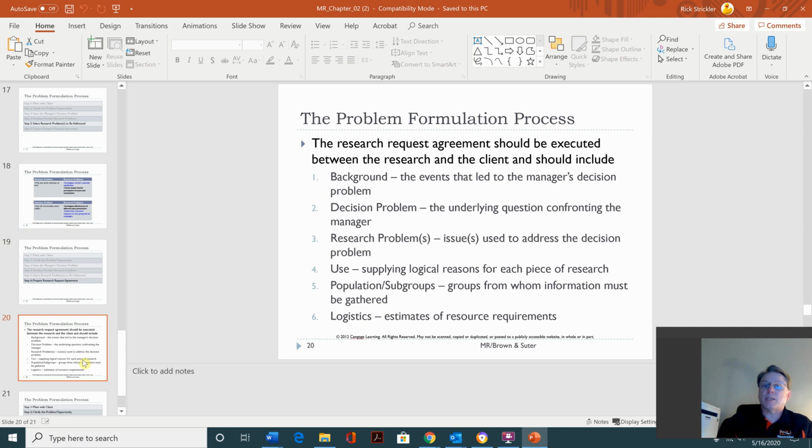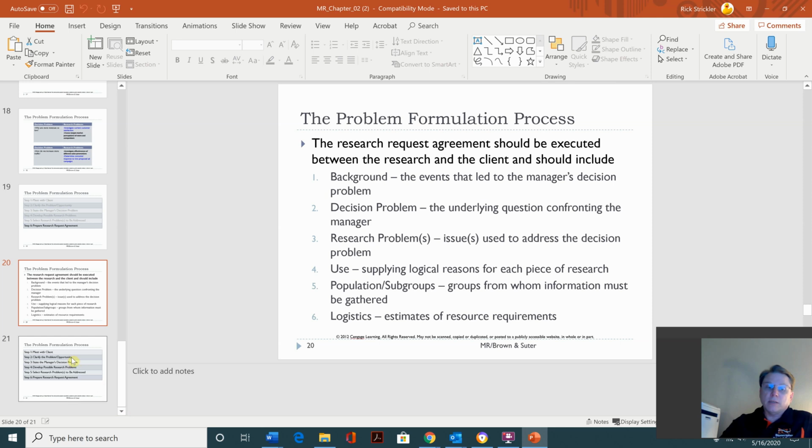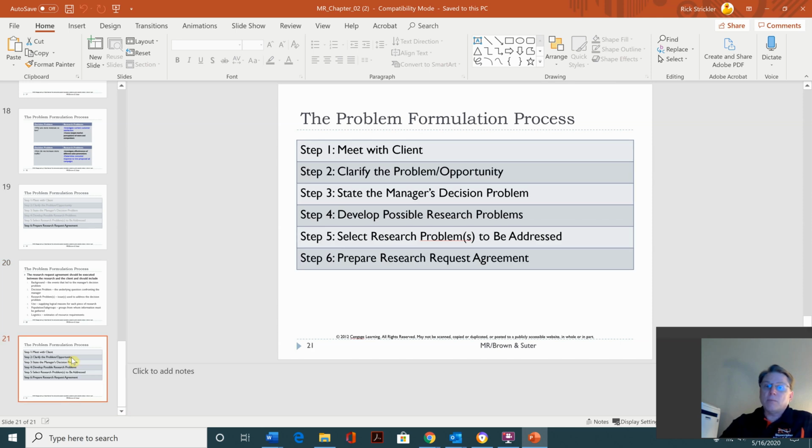The research request agreement should be executed between the researcher and the client and should include the background, events that led to the manager's decision; the decision problem, the underlying question confronting the manager, based on the research, not on their determination; the research issues used to address the decision problem, supplying logical reasons for each piece of research; the population groups from whom information must be gathered; and then the logistics, estimates of resource requirements. How much is it going to cost? How many people do we need? Do we need technology? What do we need to get this done? And then you have the whole model of the problem formulation process completed.